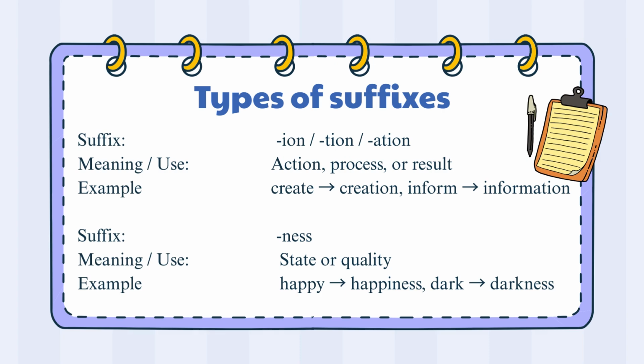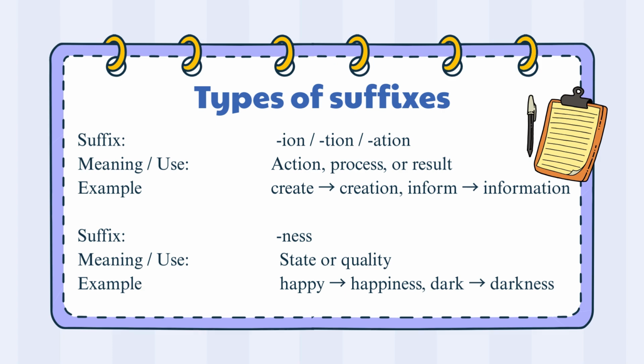Next example is ION, TION, and ATION. These suffixes are used to show action, process, or result. Example: create becomes creation, inform, information. The next example is NESS, which is used to show state or quality. Example: happy, happiness; dark, darkness.